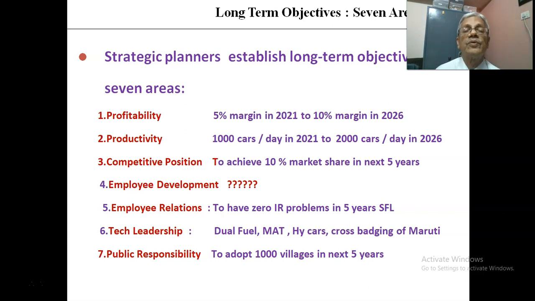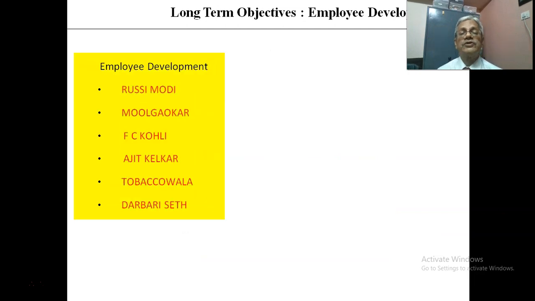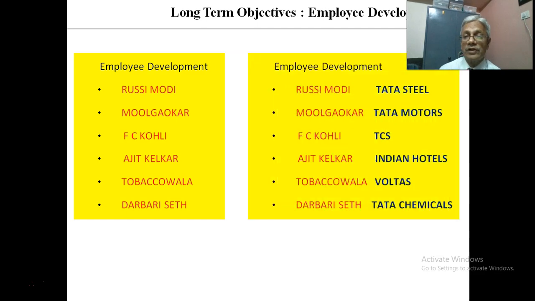In the next slide, we'll see the long-term objective of employee development. Here I have mentioned six people's names: Lucy Modi, Mulkokar, Kohli, Ajit Kelkar, Tabakawala and Darbari Seth. What is the speciality, or what holds all these people together? They are the people who created the different empires in the Tata Group.